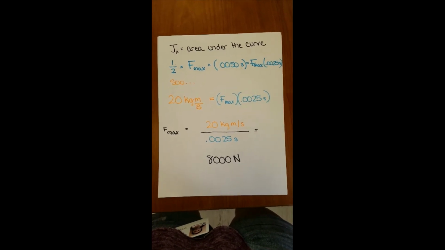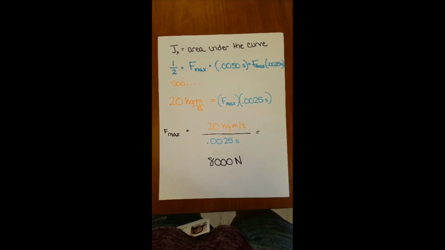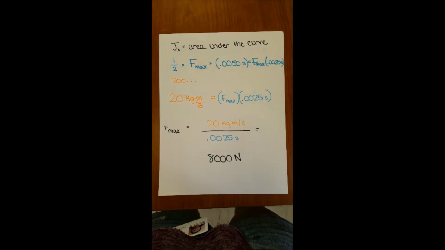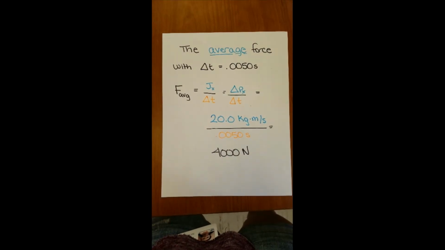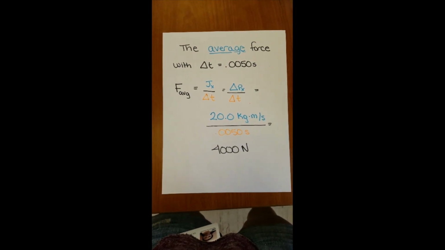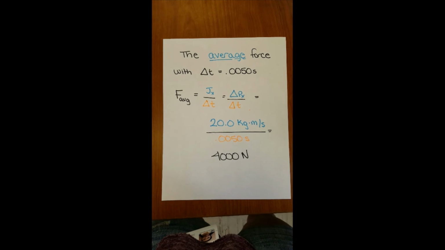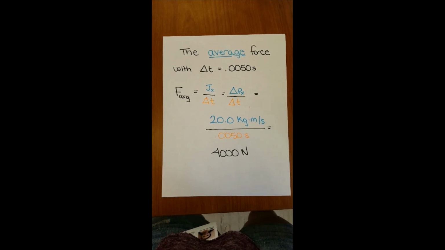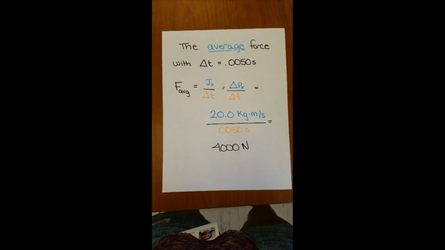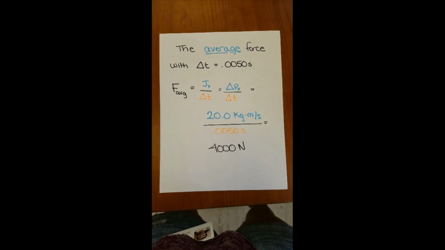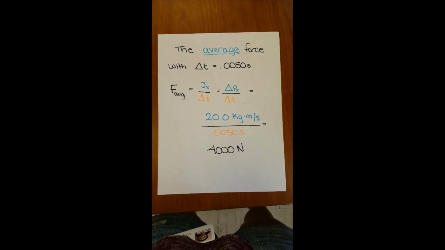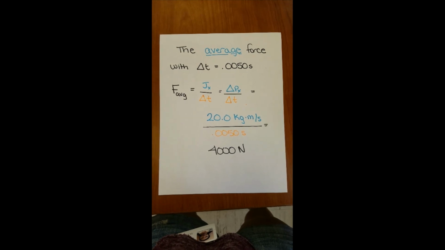So Fmax equals 20 kilogram meters per second over 0.0025 seconds, which equals 8,000 newtons. For the average force, with delta T equaling 0.0050 seconds, F average equals impulse over delta T, which equals delta P over delta T, equals 20 kilogram meters per second over 0.0050 seconds, which equals 4,000 newtons.